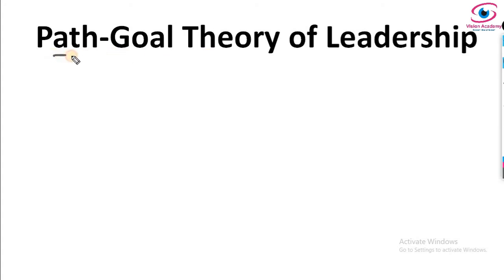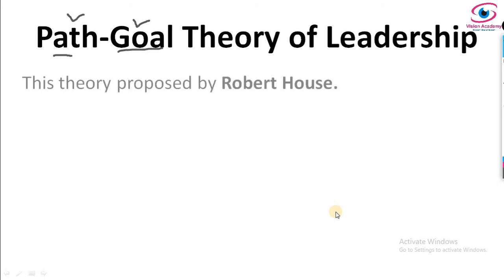Based on path and goal, Robert House made a separate theory called path goal theory of leadership. We know that path is a way, goal is the objective. Once you show the path and make them reach a goal, that is the path goal leadership theory. This is a theory proposed by Robert House, who is one of the famous authors.